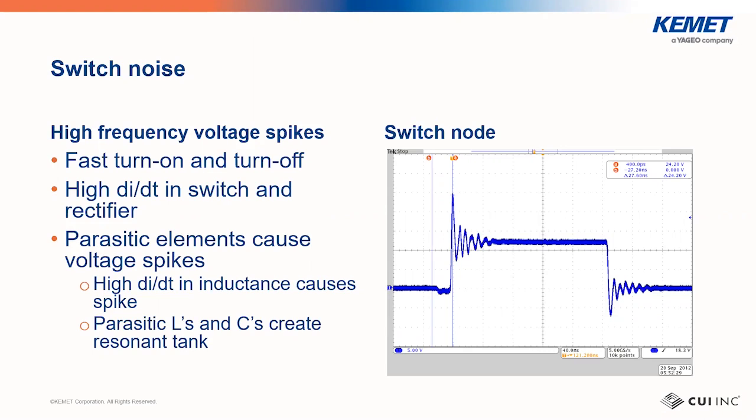In addition to the inductances, there are also parasitic capacitances, which together form a resonant tank and result in high-frequency ringing. You can see in the image of the switch node here that we have a large spike on each edge, in addition to ringing that is a much higher frequency than the converter. In this case, we were switching at about 375 kilohertz and have a ring frequency of about 100 megahertz.